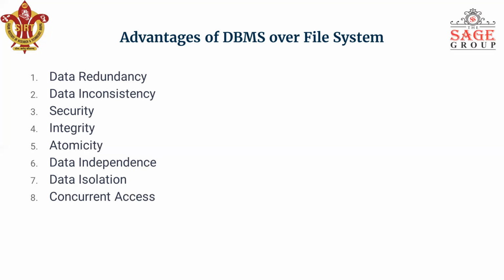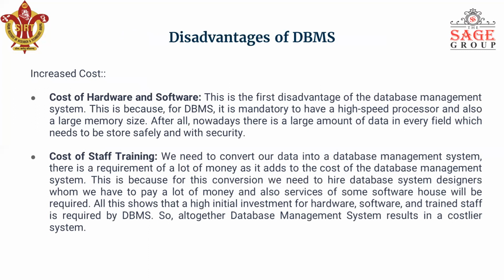Next is concurrent access. Concurrent access means multiple users can access the same data at the same time. So the DBMS allows concurrent access.